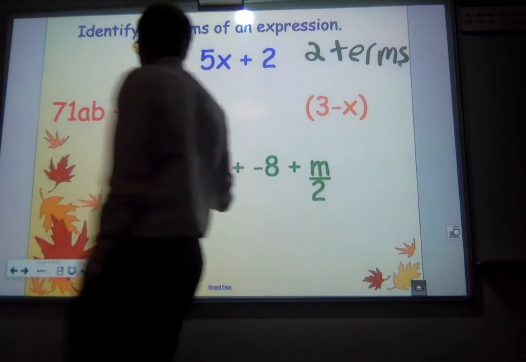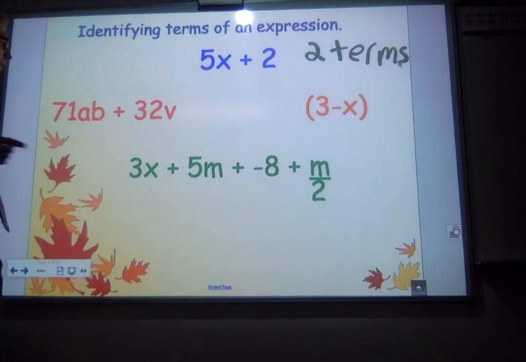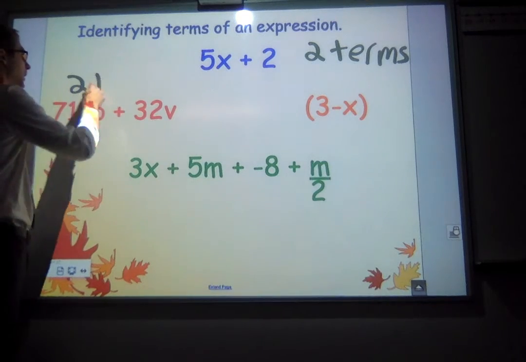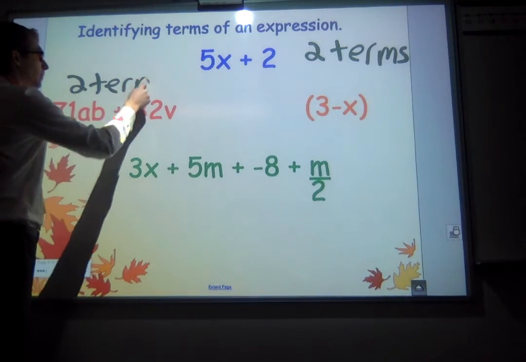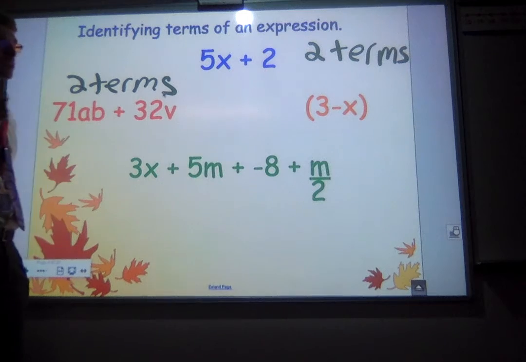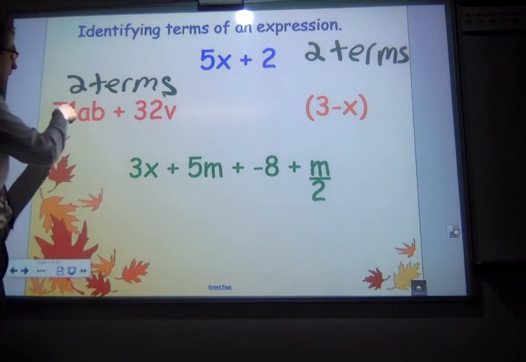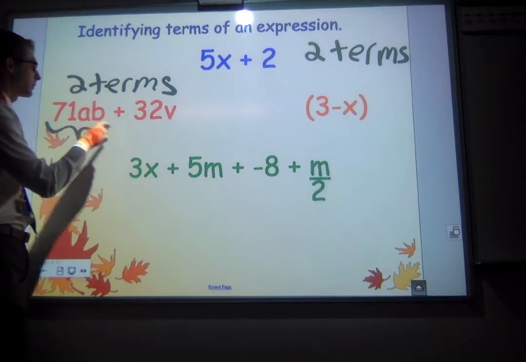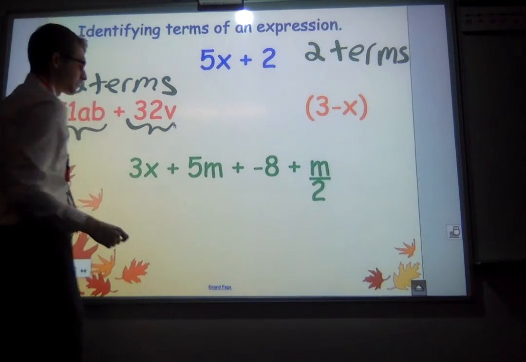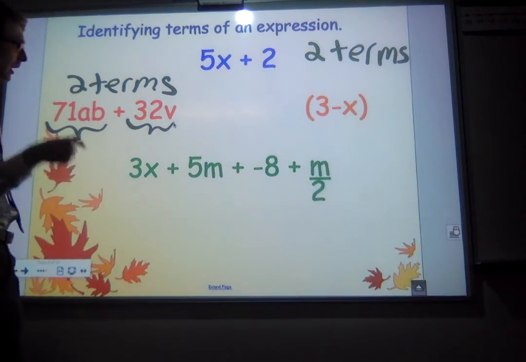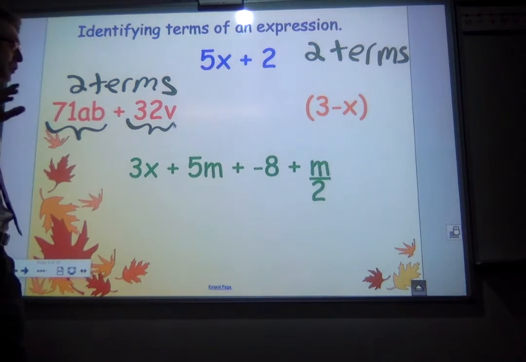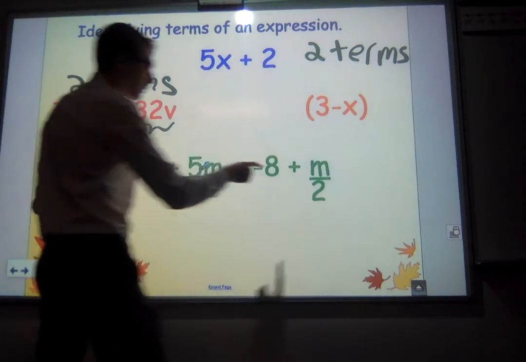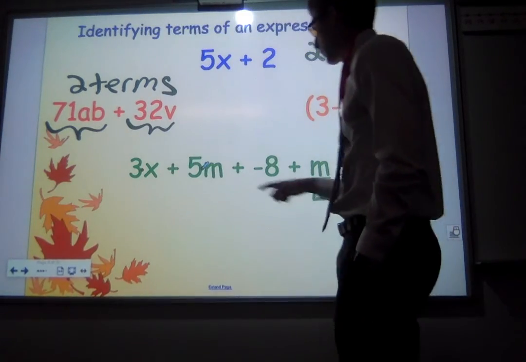All right, over here in red, 71a plus 32b. Again, the plus sign separates it, so over here in red we also have 2 terms. It's only addition and subtraction that separate terms, not multiplication and not division. So therefore here, this is all 1 term, this is all 1 term. Looking down here, again, multiplication and division do not separate terms. So this is a term, this is a term, and then this will also be a term.